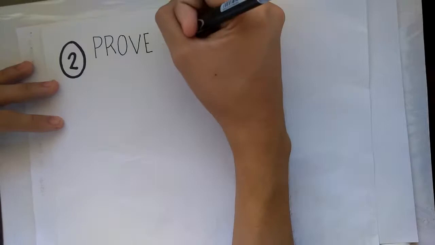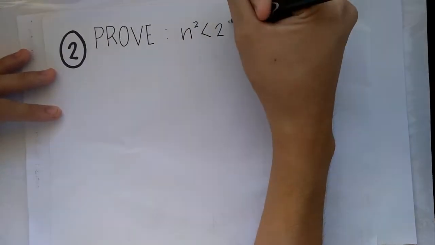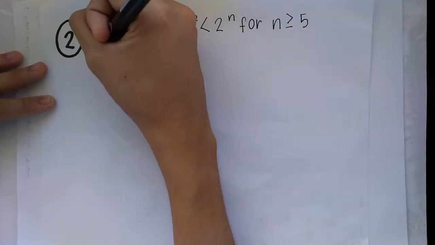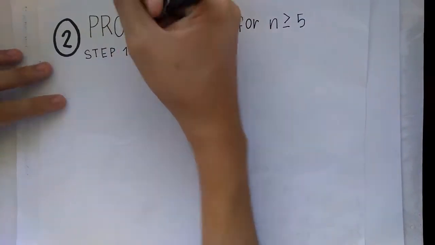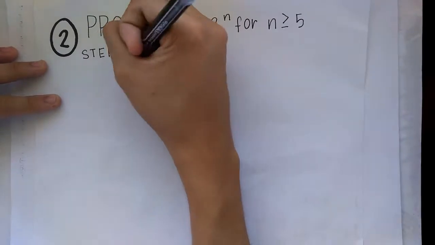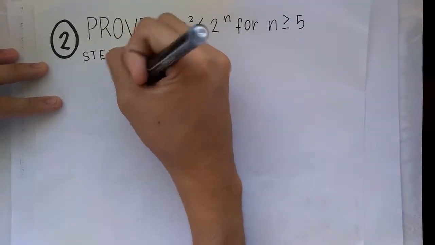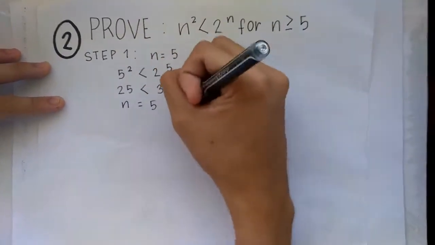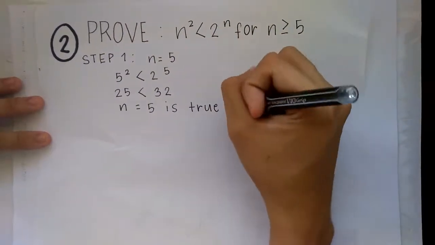Prove that n squared is less than 2 raised to n, for n greater than or equal to 5. Step 1. Use the value n is equal to 5. Substitute it and the answer will be 25 is less than 32, which means n is equal to 5 is true.